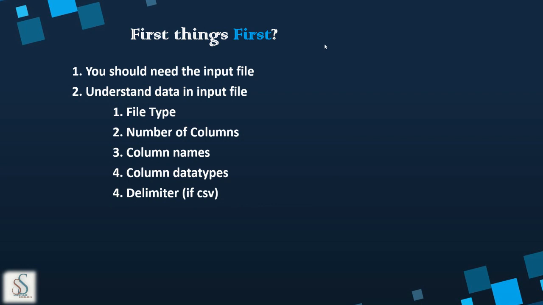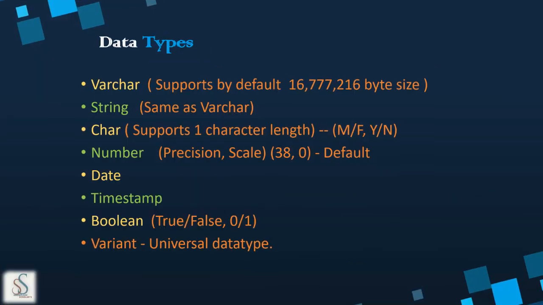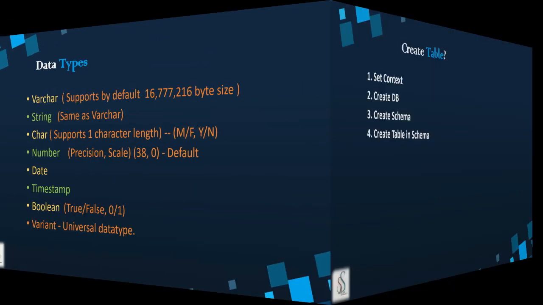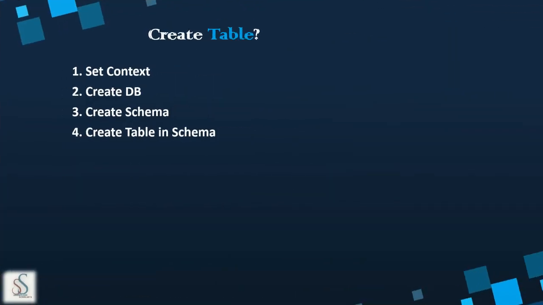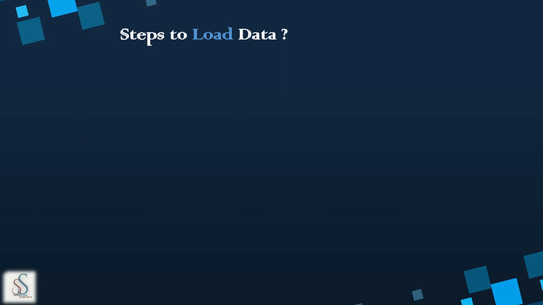So we understood how to understand the input file, and also we understood various column data types in the Snowflake, and we created the source table in the Snowflake into which we are going to load our input file. And as part of that, we discussed how to set up the context, how to set up the database and schema, and we discussed the steps that are involved while loading the input file data into the Snowflake. So let's quickly look at those steps once again.